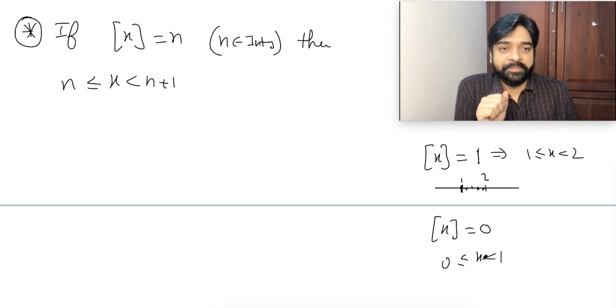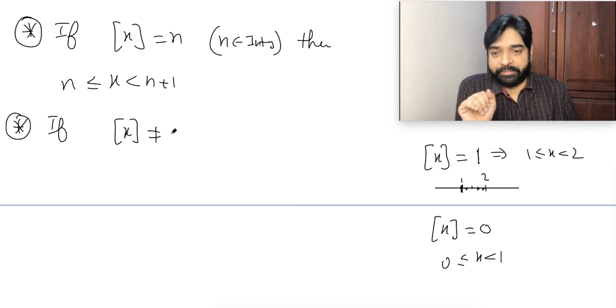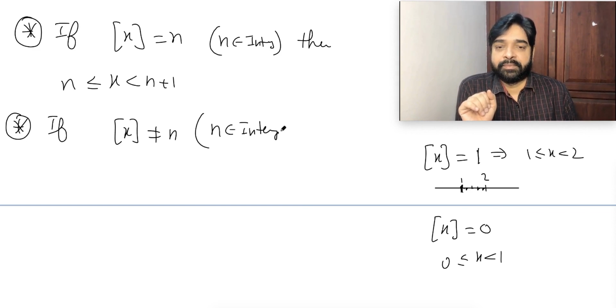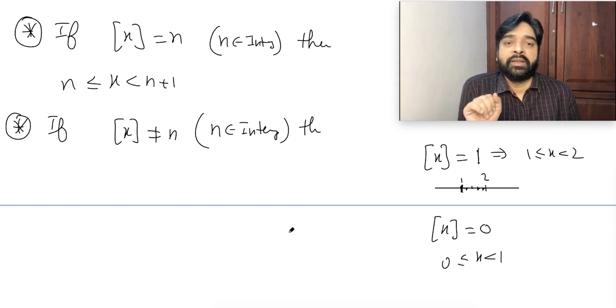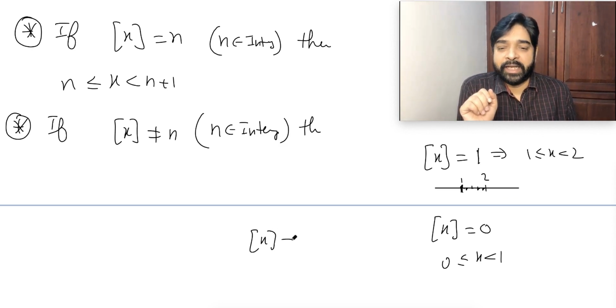Did you understand? As a point also I gave you. In the same way, if greatest integer of x is not equal to n, n belongs to integer, then think carefully. Let's take an example and understand. Suppose I say greatest integer of x is not equal to 2. So draw a number line.